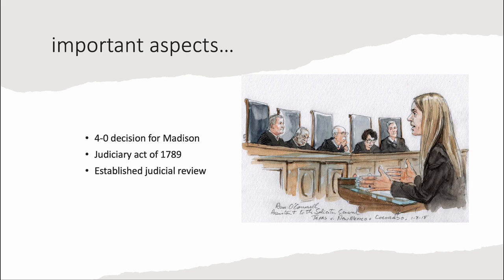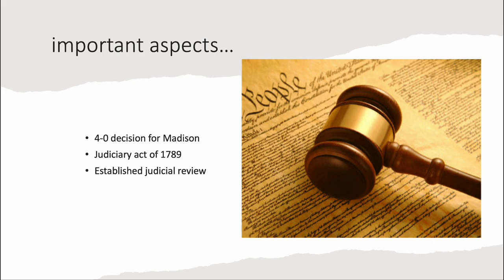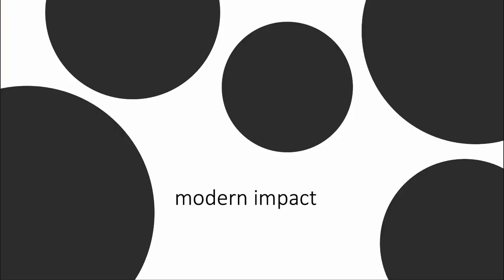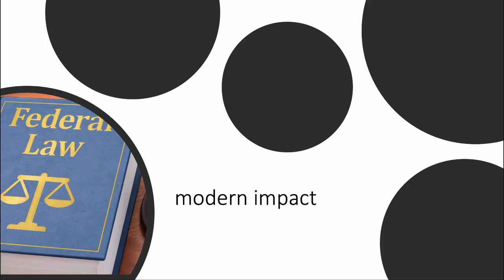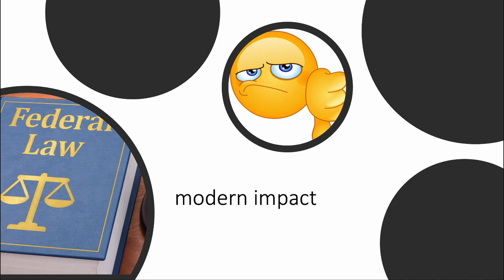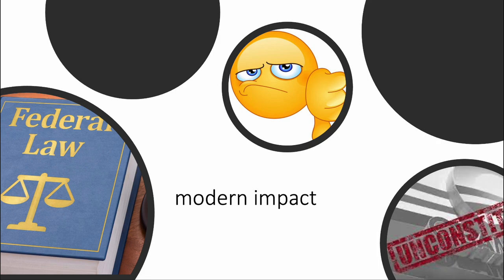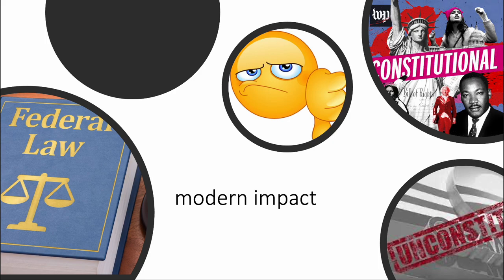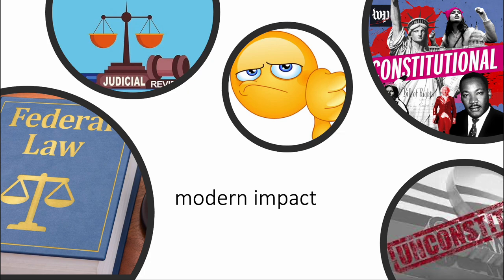This case ultimately established the concept of judicial review, which is the power to deem a law as unconstitutional or constitutional. So the modern impact of this case: federal laws that conflict with the United States Constitution are invalid, and judges in the Supreme Court are able to determine whether a federal law is constitutional or unconstitutional, and this process is actually called judicial review and is still very significant to this day.